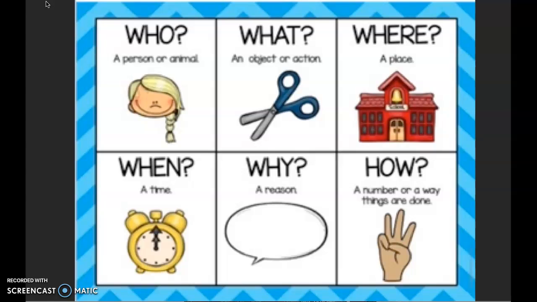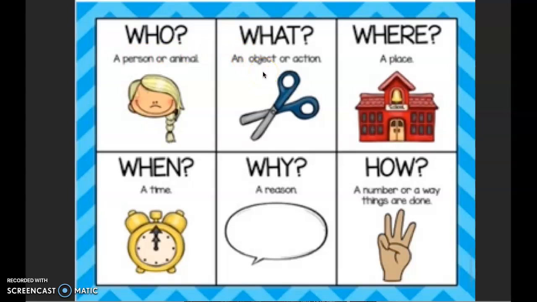The major elements of a story include the characters in the story, the setting, the plot of the story, the conflict, and resolution. The 5 W's and an H address each of these story elements. In looking at the 5 W's and an H and how they address each of these story elements, we have the who of the story, which is a person or an animal. And the who of the 5 W's and H could address the characters in the story.